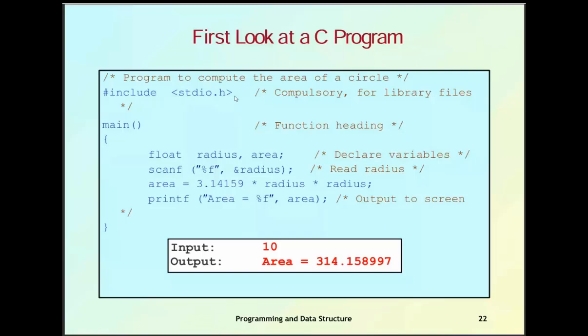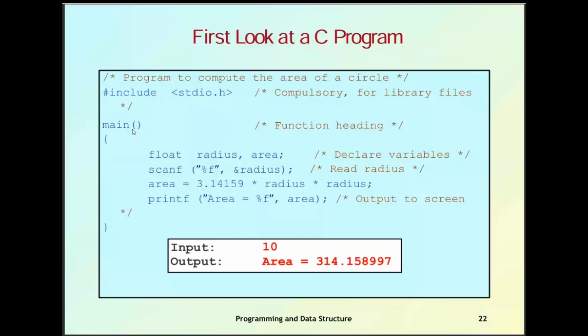Now you see this part. Compulsory for library files. This is again in a comment section, so this will be ignored by your compiler. Similarly, function heading, declare variable, read radius, output to the screen. All these, whatever we are writing in brown color, are nothing but comments, because they are between slash star and star slash. Now we have this main. Main is a function. What it is, we will come to this part also.